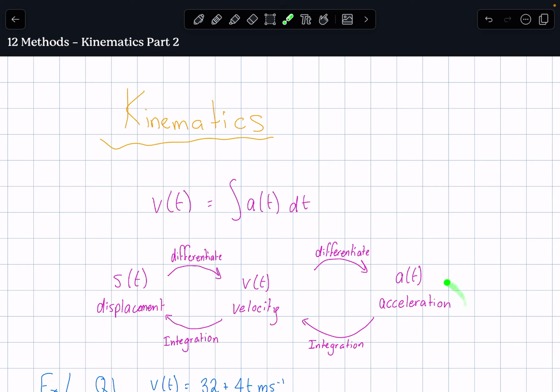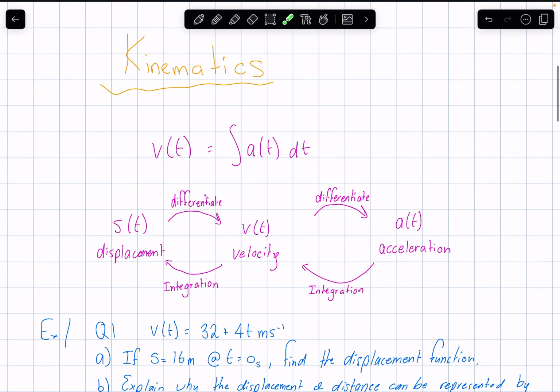But there's this nice handy flow chart that's been created here to show what to do when you want to move from one function to another. So if I want to go from left to right, I need to differentiate. And if I want to move from right to left, I have to integrate and keep in mind my constant of integration. Now, if we are given extra information, we can find that constant. And we're going to look at an example of that now.